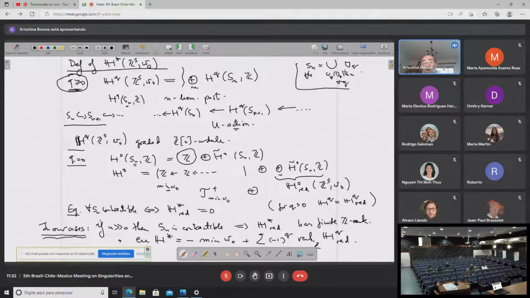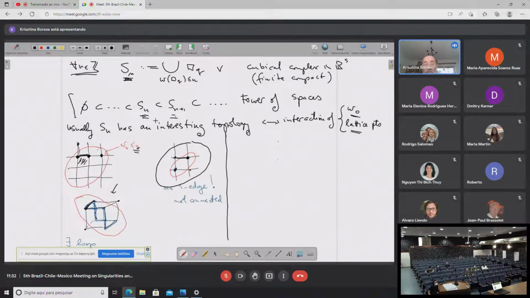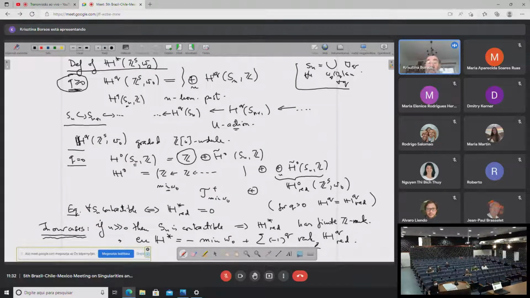I didn't emphasize sufficiently that I have this tower of spaces Sn, where this is everything less than n, and this is everything less than n plus 1, bigger and bigger, say, ellipsoids, and inside of them we consider the cubes. Then this tower of spaces is replaced by their cohomology, and we consider the direct sum. Of course, this has a lot of gradings: the Q grading, that is the usual cohomological grading, but also this n grading.